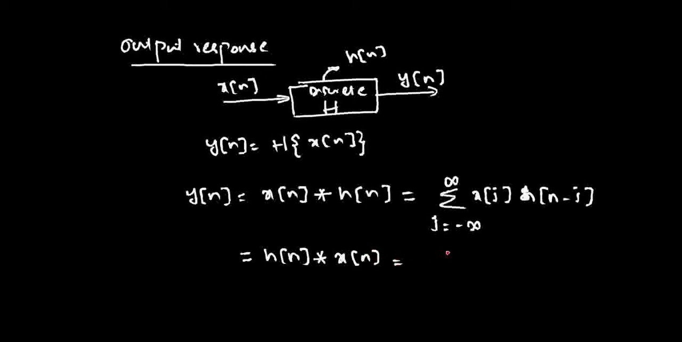Okay, so it could also be represented as sigma j equals minus infinity to plus infinity h of j times x of n minus j. Okay, right.